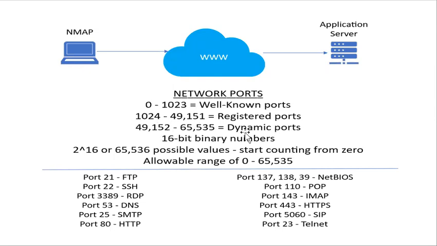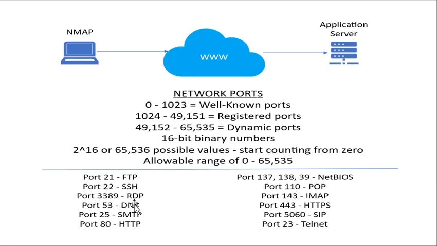Then the dynamic ports are the ports picked by the system randomly. They are not registered, but just there. If you're running a service on the system and you are not using any registered port for it, you just pick any random port from this pool of 49,152 to 65,535 dynamic ports.